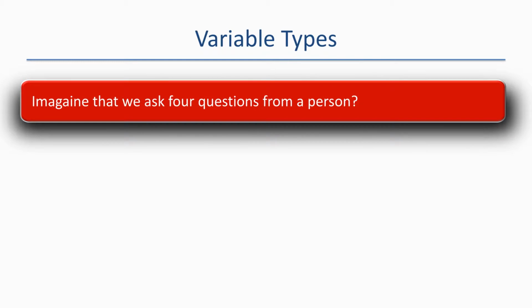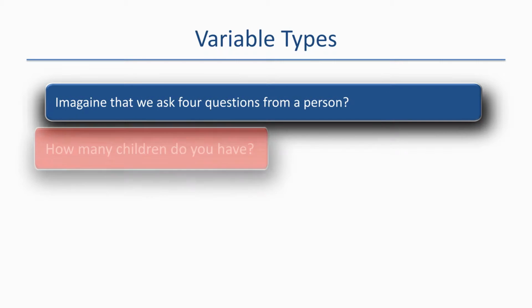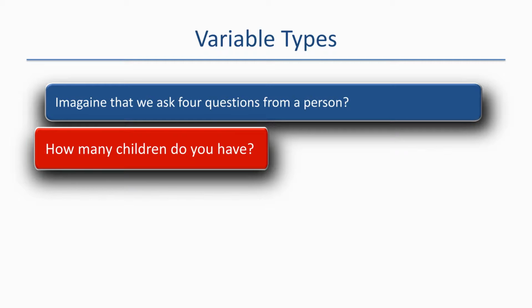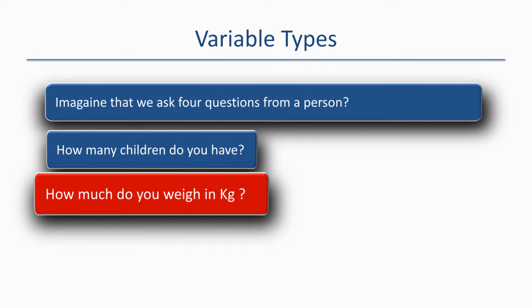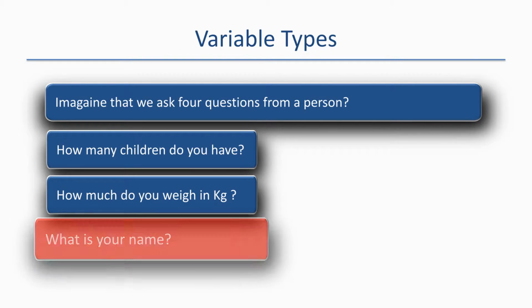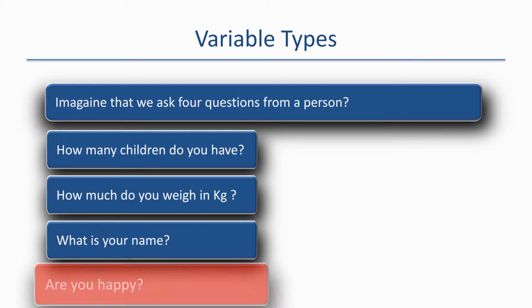Let's start with imagining that we are going to ask 4 questions from a person. Our first question is, how many children do you have? Our second question is, how much do you weigh in kilograms? Our third question is, what is your name? And our last question is, are you happy? Now, what kind of answer do we get?